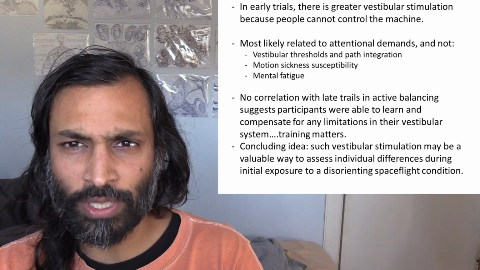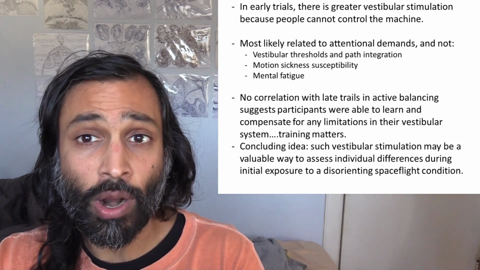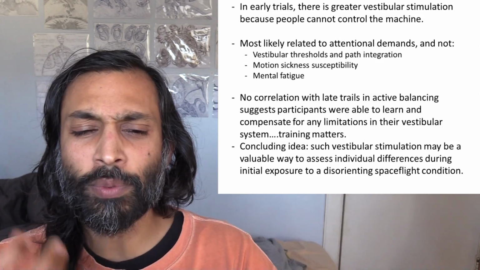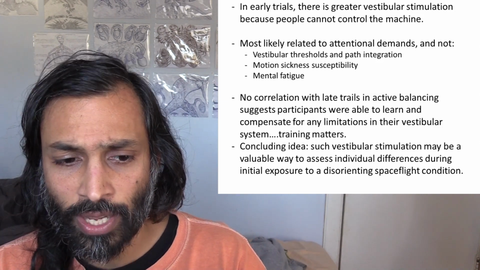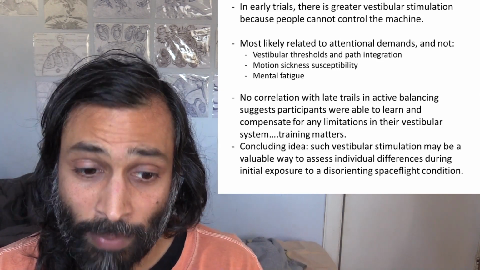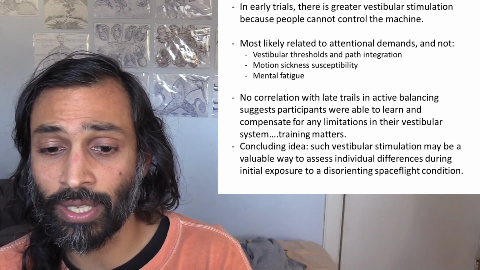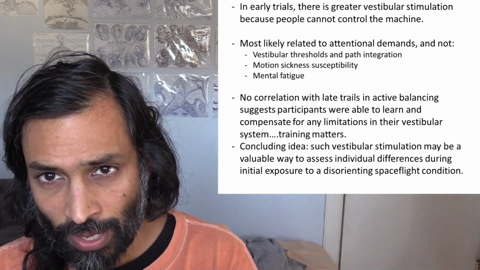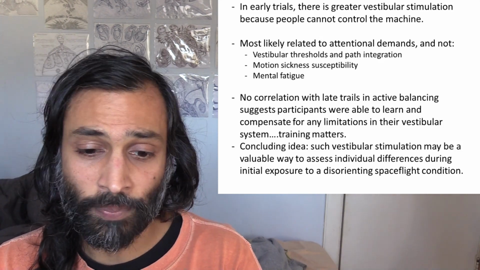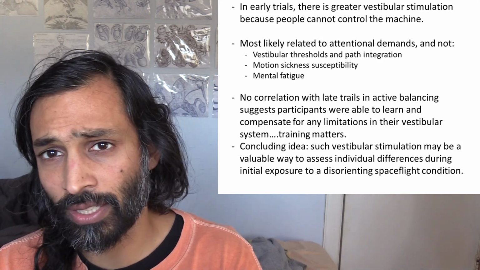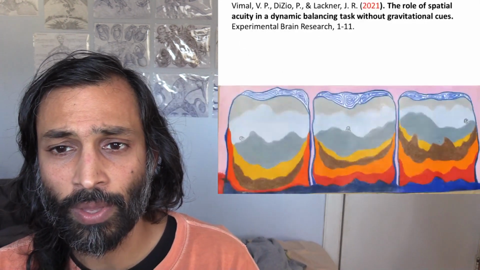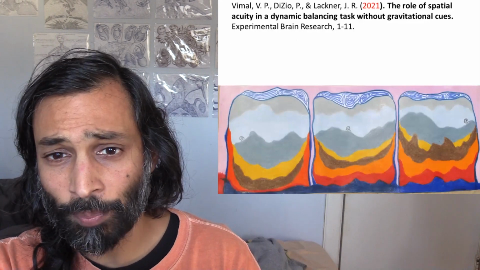What was also interesting is that we didn't find correlations with late trials in active balancing. And what this again suggests is that participants were able to compensate for their limitations in their vestibular system through training, through learning. And so training really does matter. Another concluding idea is that this type of vestibular stimulation may actually be a valuable way to assess individual differences in that initial exposure to a disorienting condition and tailor a sort of training program particularly for them. And so if you're interested in all of this, this is the new paper, check it out.